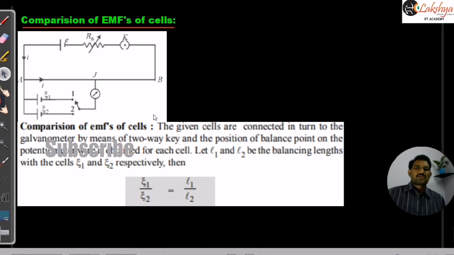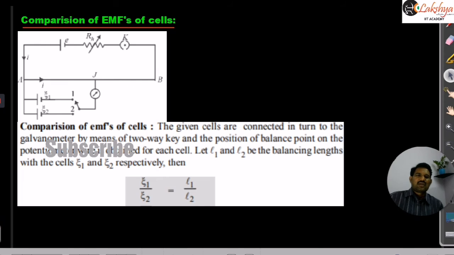So this is a comparison of the EMF of the cells as we discussed now. E1 is a balancing length for this L1. L1 is a balancing length when the cell E1 is connected in the primary circuit, and L2 is a balancing length when the cell E2 is connected in this. So this is a two-way key that I showed now.